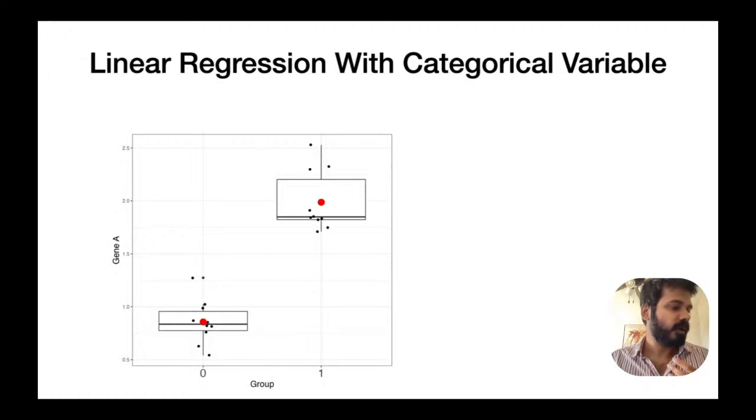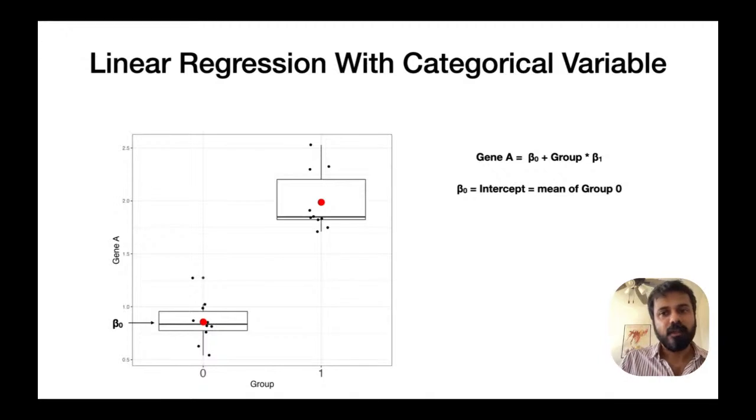So how does the linear regression that we just saw relate to these types of data? Let's start with the model that we would fit for these data and then try to understand what each component of that model means. Just as we saw on the previous slide, we had horsepower is equal to beta naught plus displacement times beta one. Here we have gene A is equal to beta naught plus group times beta one.